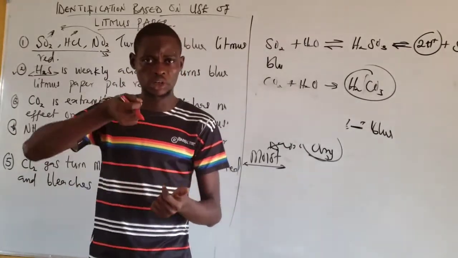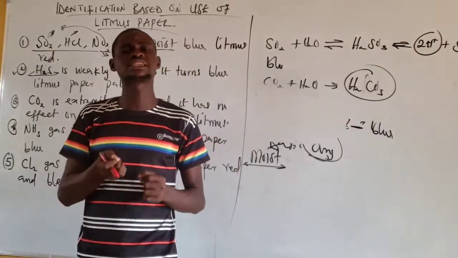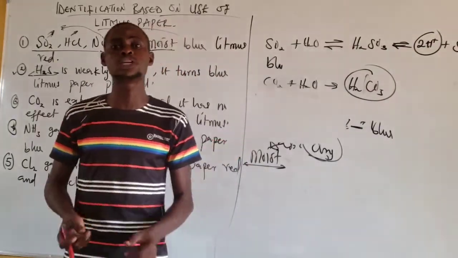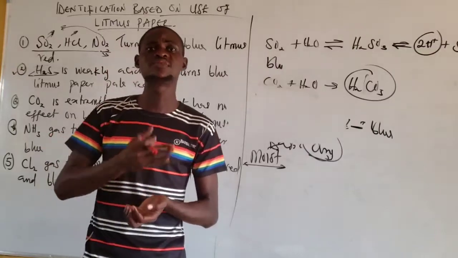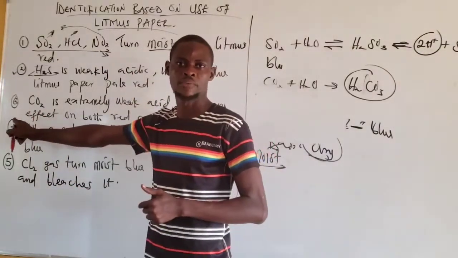When I dip the red litmus paper into the solution, the litmus paper still remains red, or when I dip a blue litmus paper into it, it still remains blue. It shows that there is a presence of CO2 gas there.